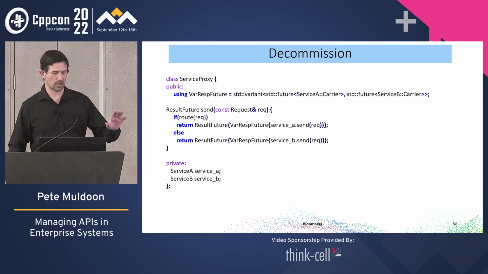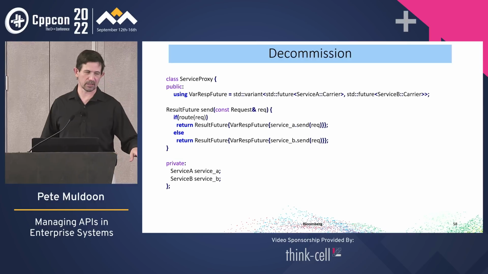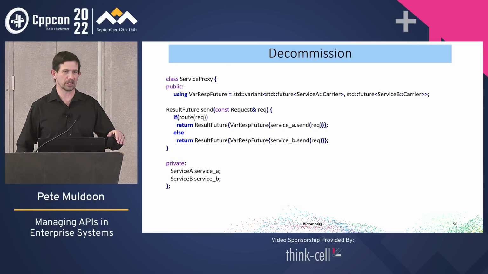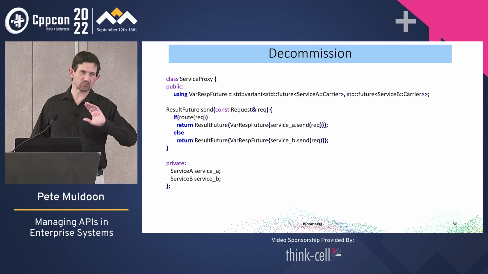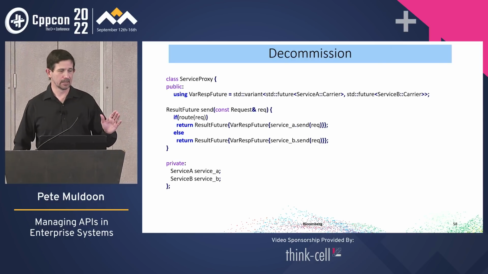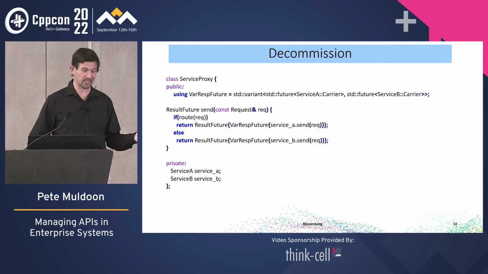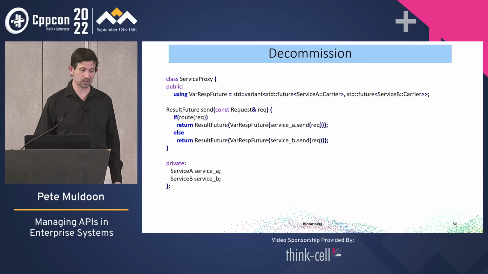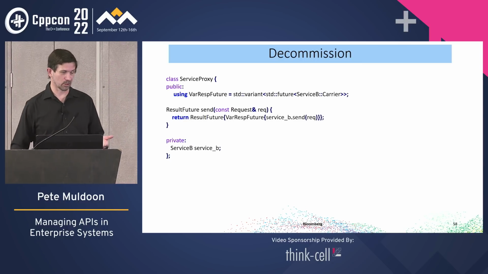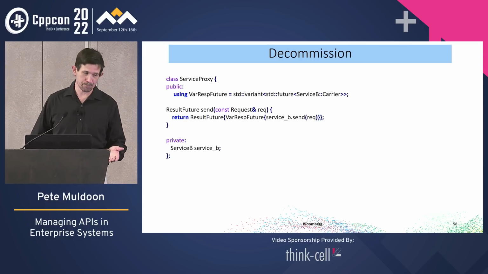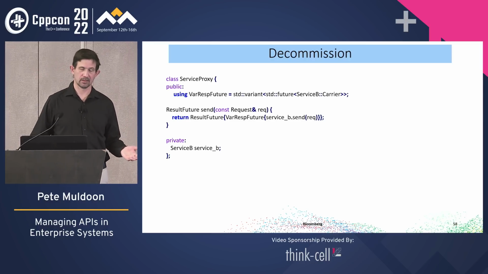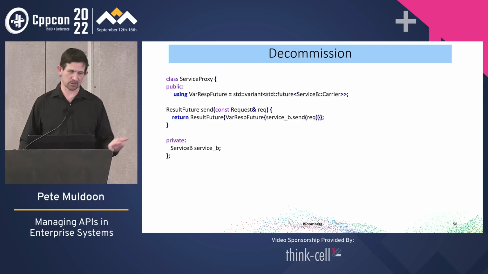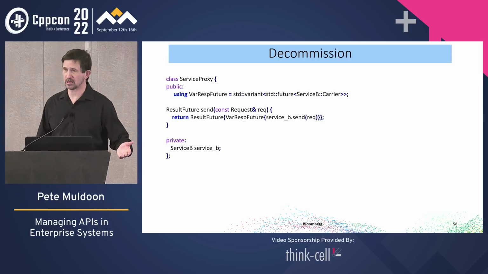So here is what we have. Over time, this routing has routed everything to service B, and it's been, let's say, 2 months. And I say, look, I'm quite happy to rip this out now. All I'm going to do is say I don't need anything with service A in here now. That just means that the variant only has service B in it. I don't need any routing anymore because I'm only returning a result future from service B, so I'm only sending through it. And I get rid of the member.